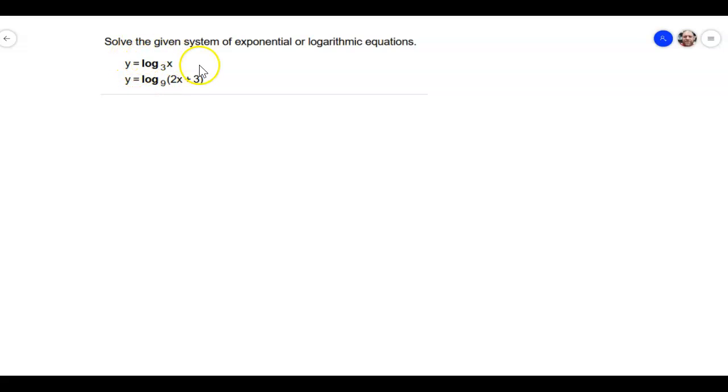So it says solve the given system of exponential or logarithmic equations. They give us these two logarithmic equations, and I'm going to solve it slightly differently than the way we did in class. We could actually solve it that way, but we'd have to use some kind of U substitution, which we haven't done that much in class. So I want to look at it a little bit differently. We're still going to start the same way.